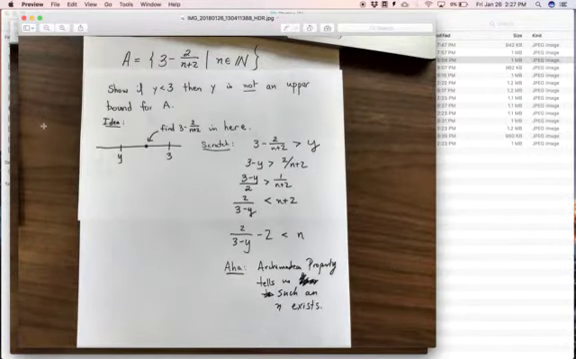Now we want to show that if we take any number smaller than 3, maybe something like 2.9, then that's not going to be an upper bound for A. This will complete the proof, showing that 3 has to be the least upper bound. And again, I've got a picture here where we've got 3 and y. You see y is to the left.